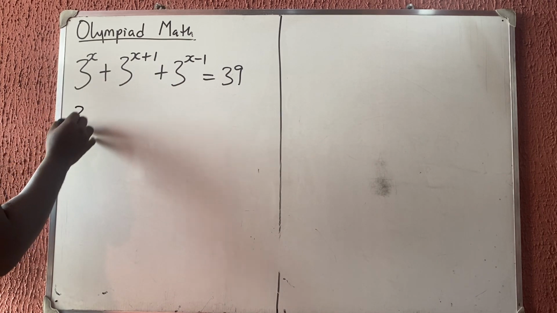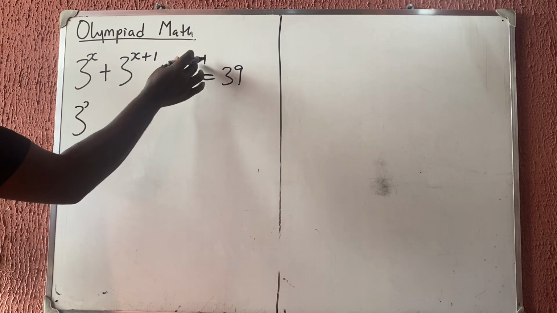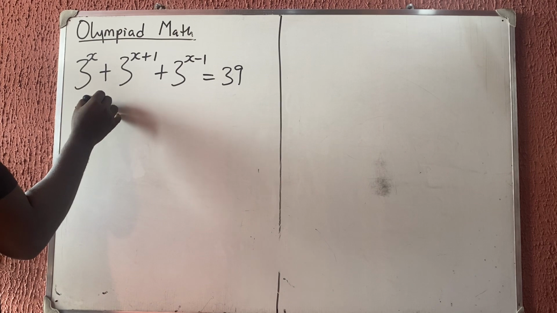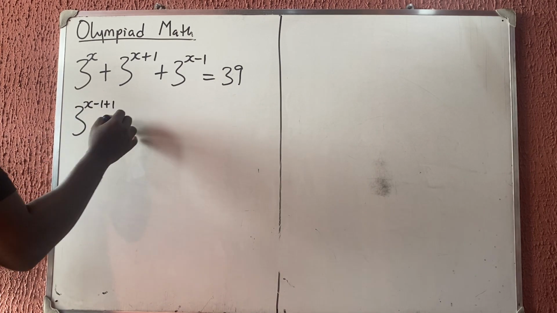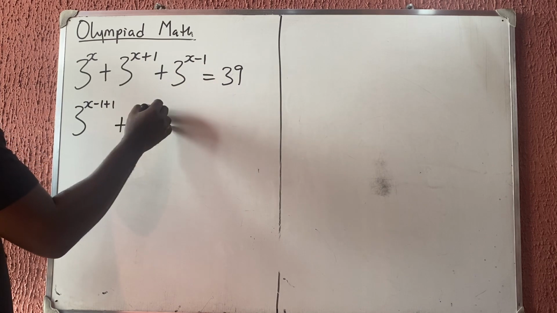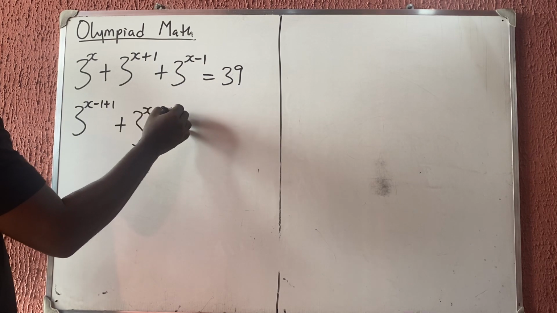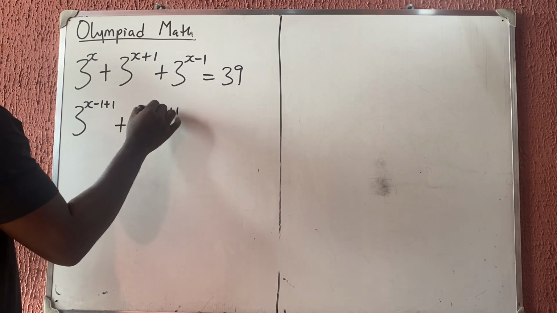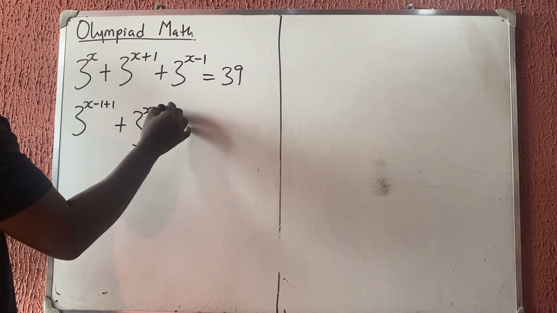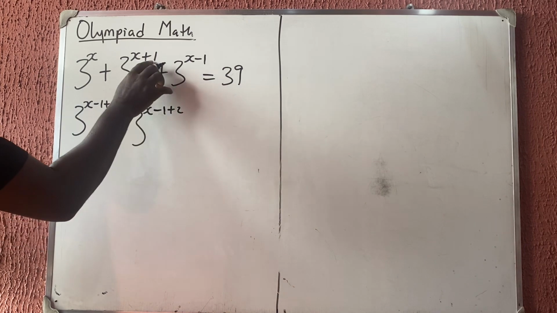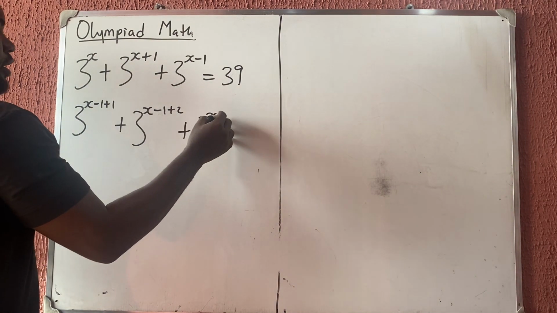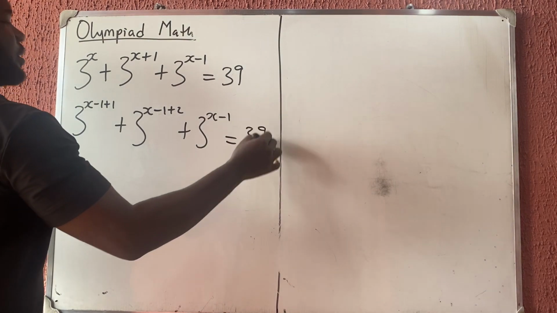So this is 3 raised to power, or let's make it in terms of x minus 1. So 3 raised to power x can be x minus 1 plus 1, plus 3 raised to power x plus 1 is something like saying minus 2 plus 1, or plus 2 minus 1, sorry. Or let me say minus 1 that I'm looking for, then plus 2. Minus 1 plus 2 is still giving me 1, so I did not change anything. Then plus 3 raised to power x minus 1 is equal to 39.